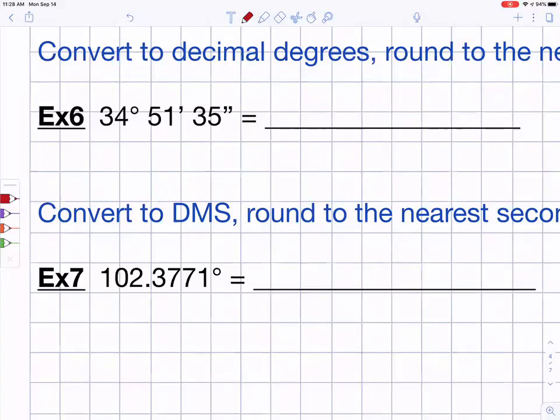Okay, now I don't know what's in the calculator. I didn't even bring my notes with me today, but I can look at number 6 and tell you for sure it's 34 point something. I don't need a calculator to tell me what the whole part of the degree is. It's 34 whole degrees plus a little more, okay? But I do need your help with the decimal part.